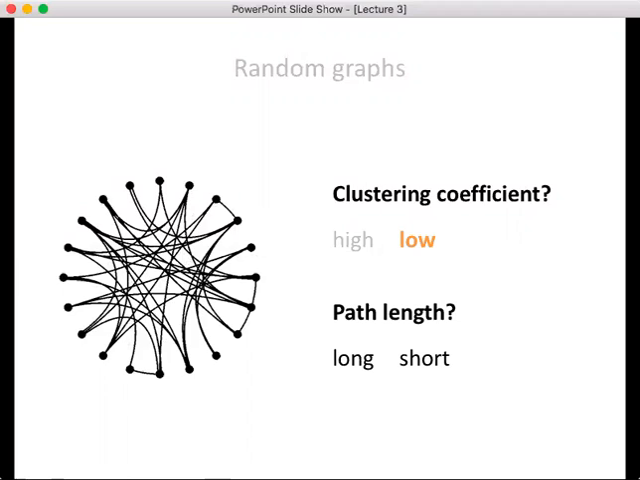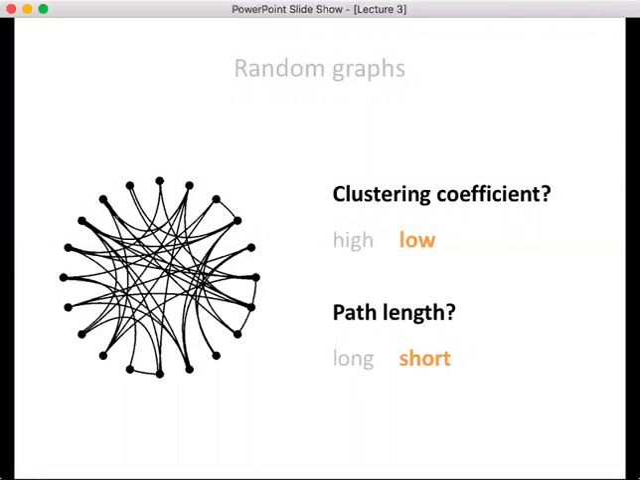How is the path length? Long or short? Again, please write your guess. Well, in this case, you guess long, but it's short in reality. Why? Well, because you can go from one side to the other. Try to play with this, but you will see that if you put random connections between nodes, there is a chance that you can find a short path between them.